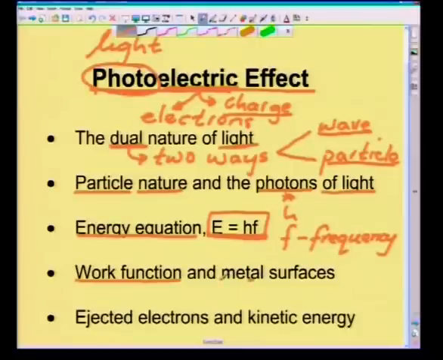Another thing that we'll be talking about in this lesson is something called work function. And this has to do with metals, metal surfaces. We will explain more, of course, on that. And the last part here, we'll be talking about what happens to electrons that are ejected and the kinetic energy that they will be having. Right, so that is the introduction of our lesson.